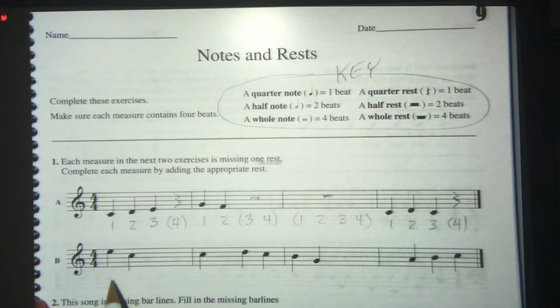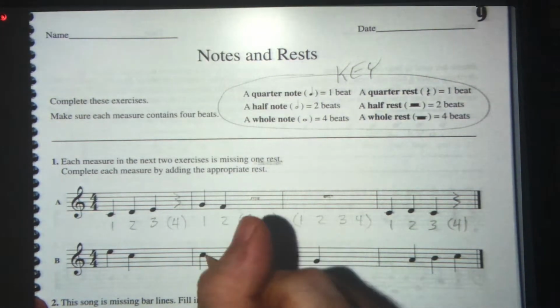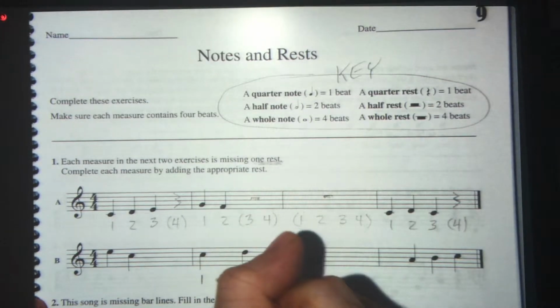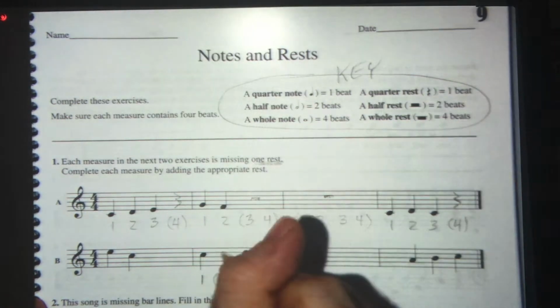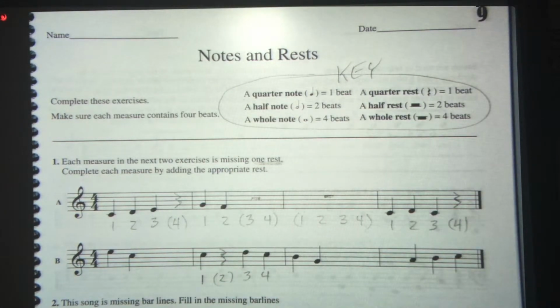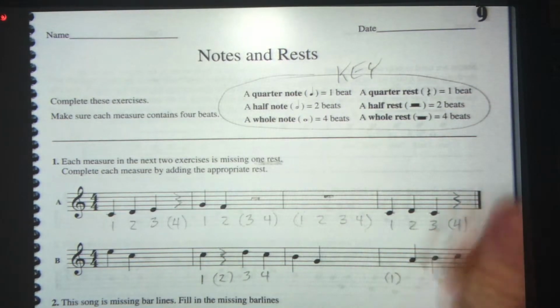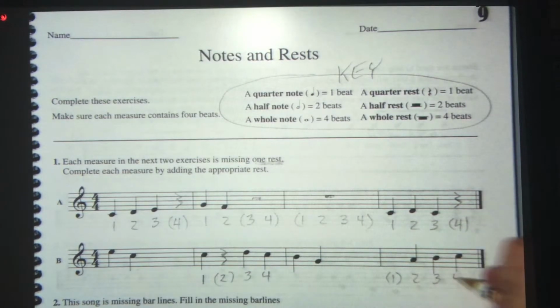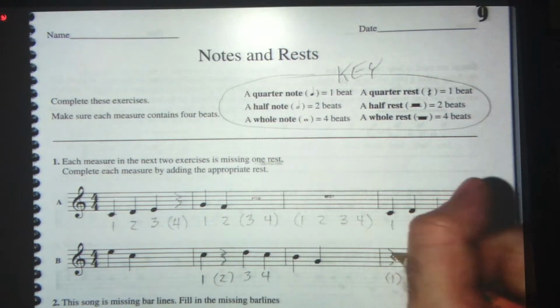Letter B, I'm going to help you with this measure and this measure, and you can do these other 2. Okay, this would be 1. There's a big hole here, and it's not a half note, so we've got to put a 2 here, because this would be 3/4 then. So we need a 1/4 rest right here. Sometimes in a complete the measure exercise, it's not necessarily at the end of the measure, as these were, but in the middle of the measure, or at the beginning of the measure. There you go.